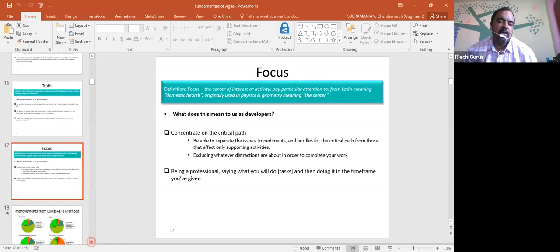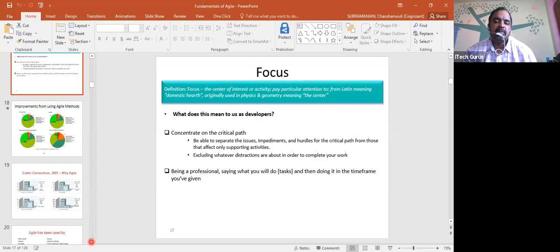The next one is focus. What do you mean by focus? Agile says that you need to focus 100% on whatever you do. In a traditional project also, we talk about the critical path. You remember? We used to talk about continuously focusing on the critical path. But in Agile, you know what the critical path is? Every iteration is a critical path here. Every iteration or every sprint is a critical path. Please understand, this is very, very important.